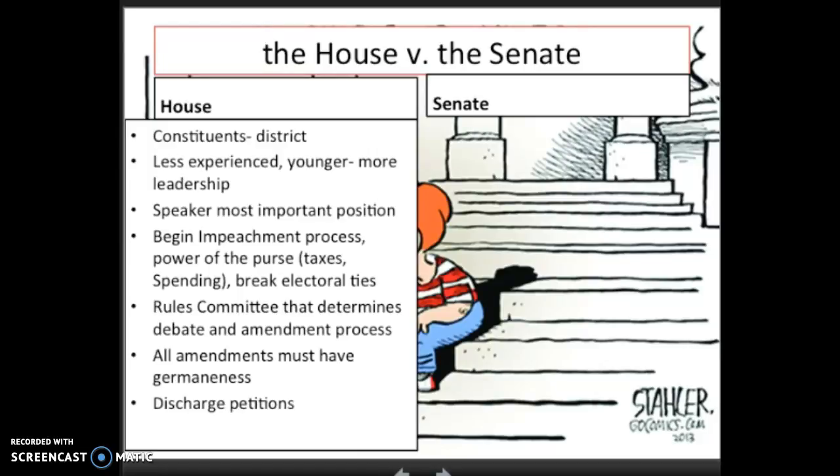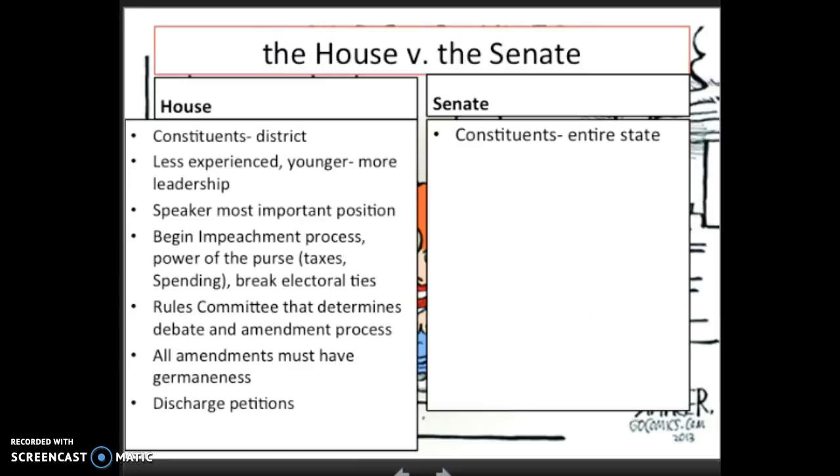Discharge petitions are also a thing in the House, where members of the House can require a committee to let go of a bill that they might be sitting on in order to have an up or down vote on the floor. In the Senate, they have a more diverse population that they must accommodate because they represent an entire state. Of course, there is the at-large district, like the state of Montana or Wyoming, where the rep is going to serve everybody in the state because the population is so small. But for the most part, senators have a much more diverse population that they have to appease.